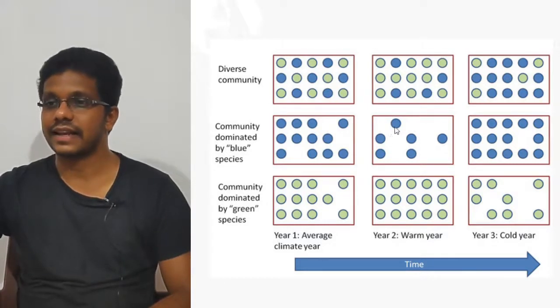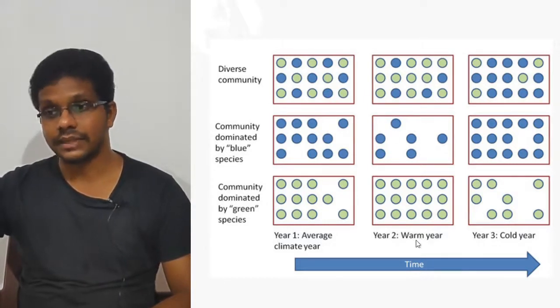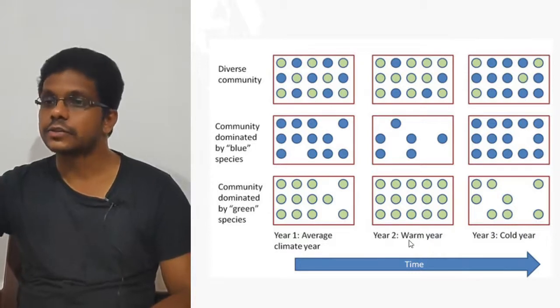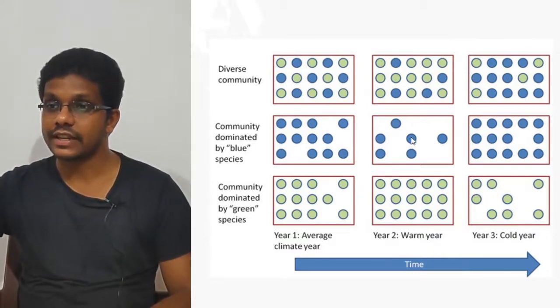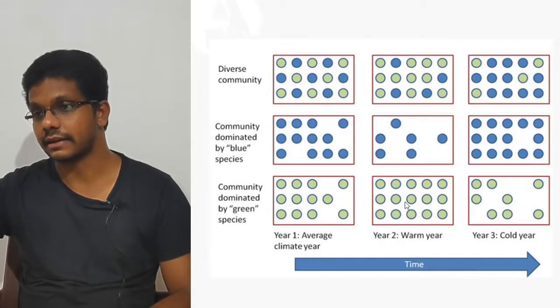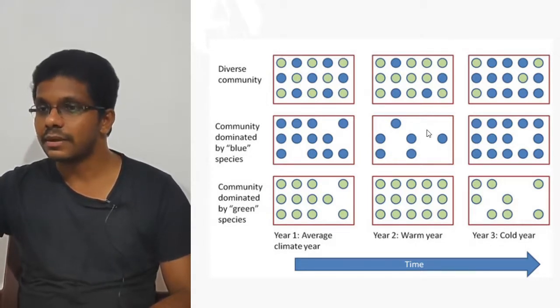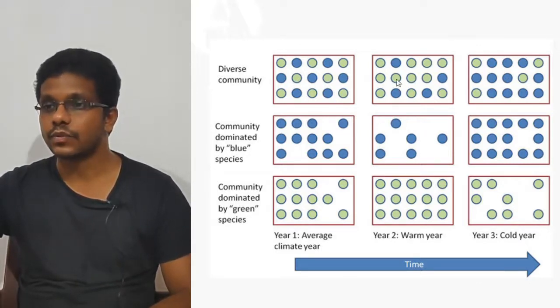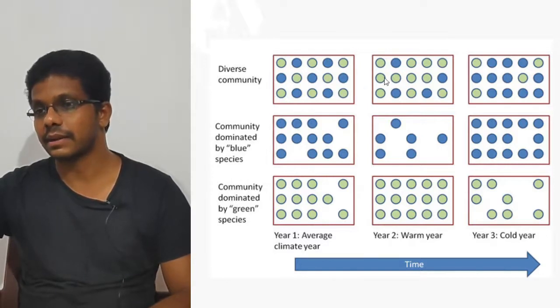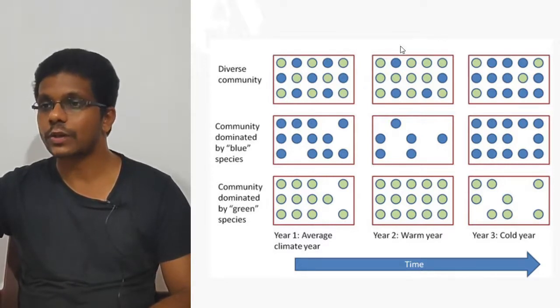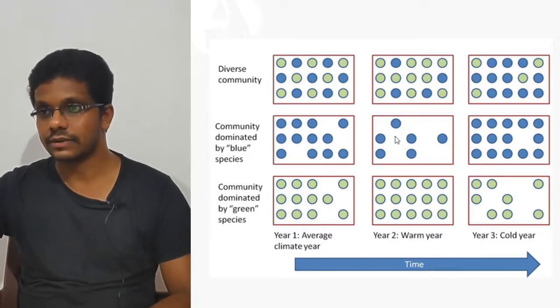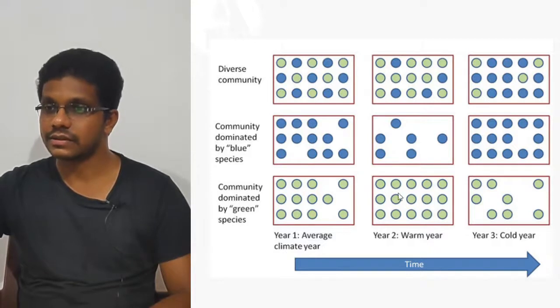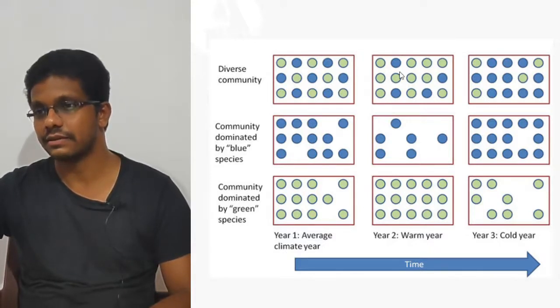In the next, what happens is that next year was a warm year. That means the average temperature was high, so it negatively affected the blue community and it positively impacted the green community. So in the green you can see full growth, in blue the growth is less. But what happens to the diverse community? In the diverse community, the proportion changes. The number of blue decreases, but at the same time the number of green increases. So the overall productivity of the system was maintained at the same level. Here in the blue, the productivity was less. In the green, productivity was high. But it is the same as the diverse community.